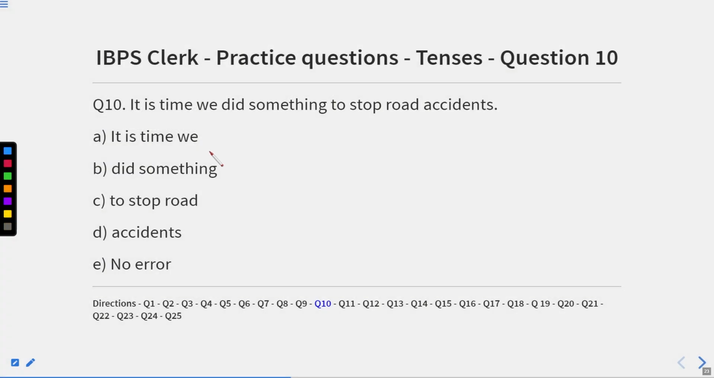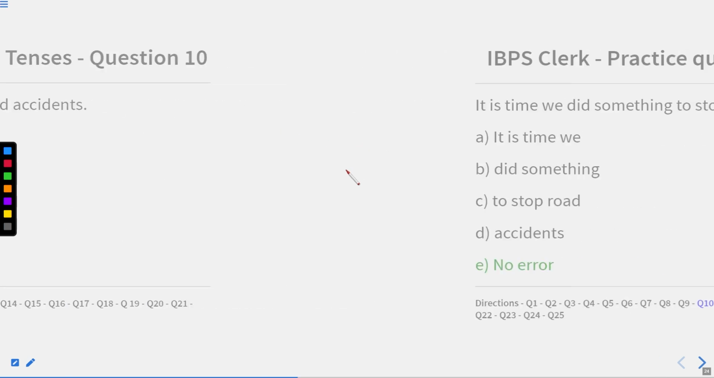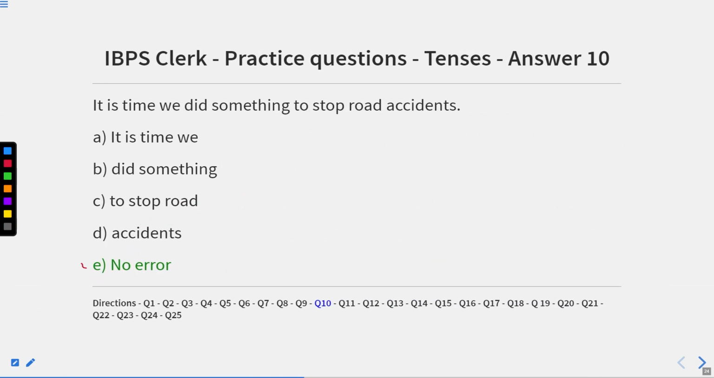Now if we get back to the sentence, it is written it is time we. Now we is actually the pronoun, so here we have a pronoun, so it should be followed by past indefinite form, which is written did, and did is actually the past form of do. So do, did, done. So this is actually the verb second form, which is absolutely correct over here. Something to stop road accidents, it means the entire sentence is correct, therefore the answer is no error because this part contains no error. Here it is written did, which is absolutely fine. So the sentence is absolutely correct. Now let us move to the next one.